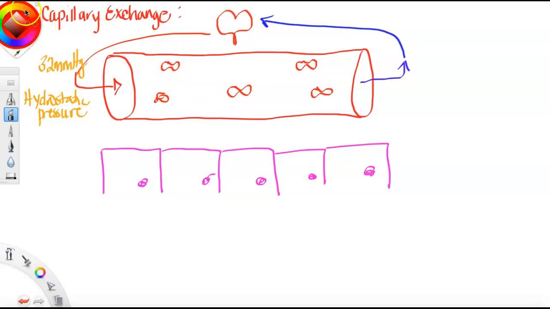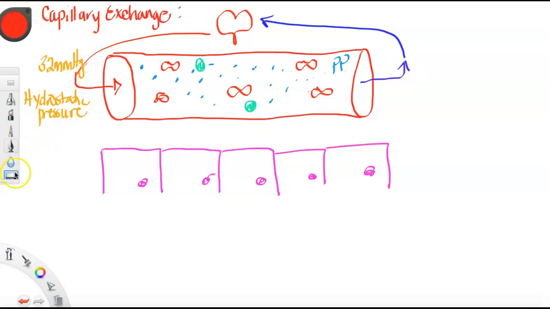We know what's basically in blood. Okay, so we've got red blood cells. Okay, we've got plasma proteins. So those are blue things. And we've got maybe some white blood cells. Okay.